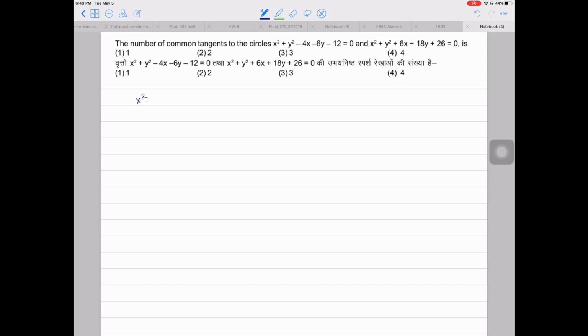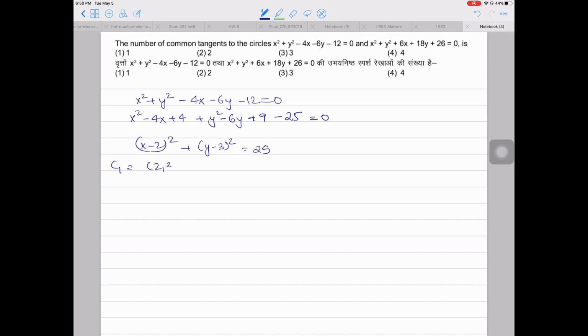So here we have two circles. Let's try to find the center and the radius of both of them. So for this one we can add 4, add 9, so we need to subtract 13. So minus 13 minus 12 is 25. So from here we know that the equation of this circle is x minus 2 squared plus y minus 3 squared equals 25. So the center of the first circle is 2, 3, and the radius is 5.